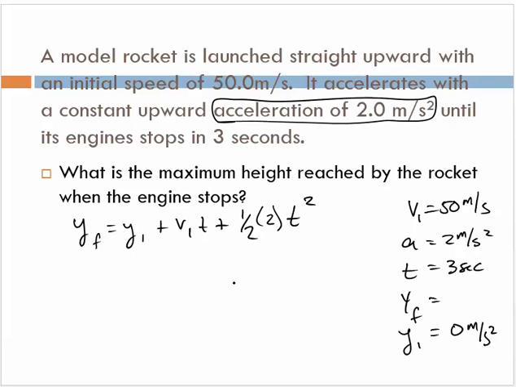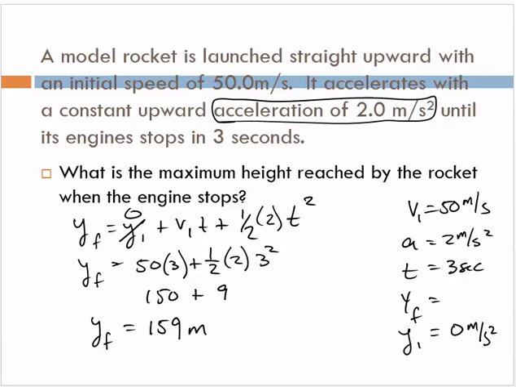So if I put my information in here now, I can find yf. yi goes to 0, so I'm not even going to put it in here. vi is 50 times 3 plus 1/2 times 2 times 3 squared. What we get here for an answer then is this rocket is 159 meters off the ground in 3 seconds when the engine stops. Well, hey, I hope this has been beneficial. I'll catch you on the flip side.